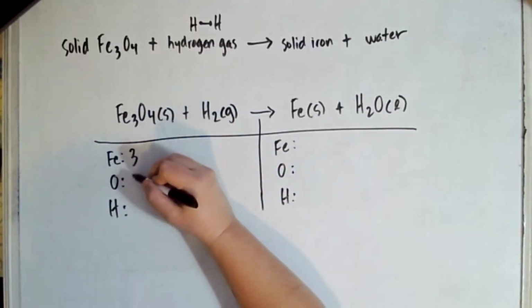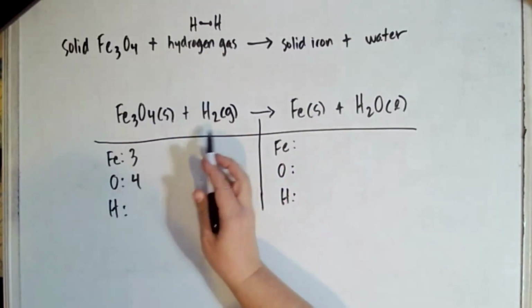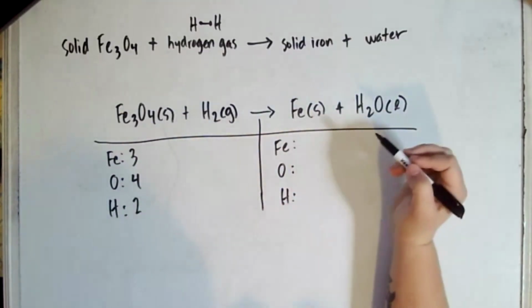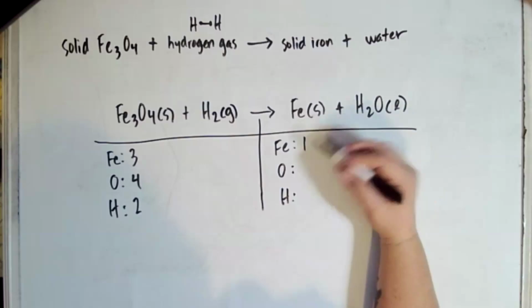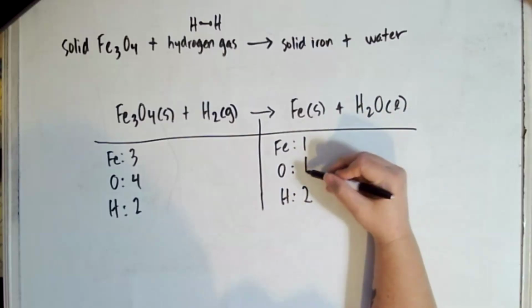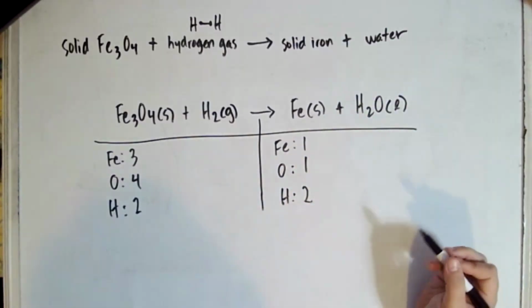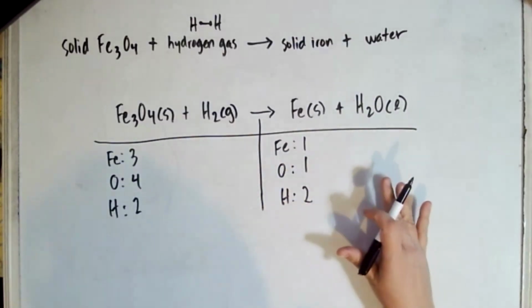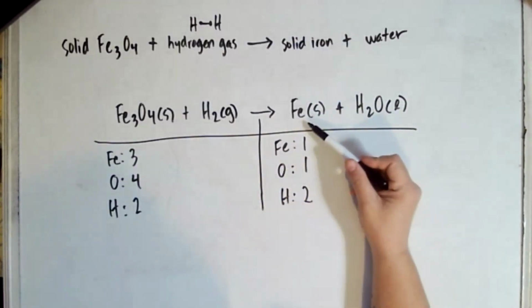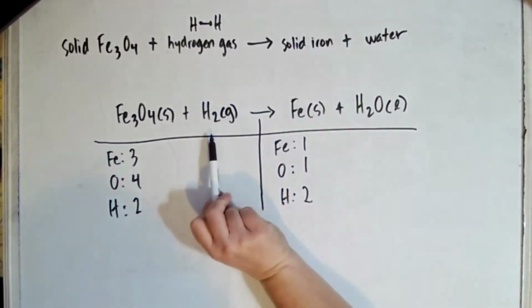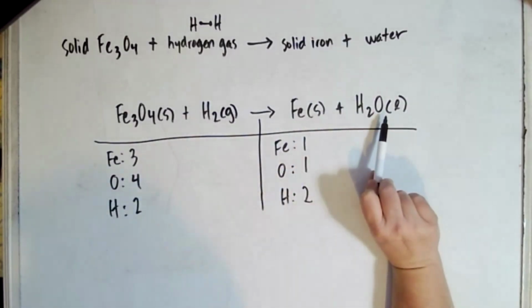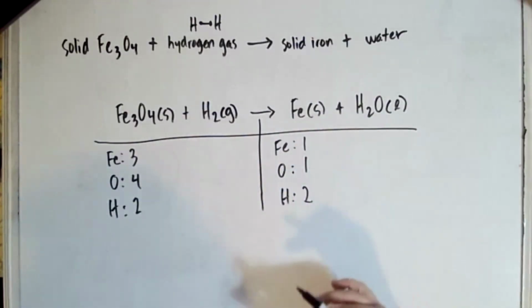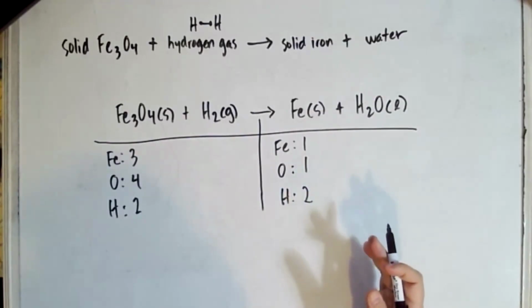We've got 3 irons, 4 oxygens, and 2 hydrogens. On our product side, we have 1 iron, we have 2 hydrogens, and we have 1 oxygen. And again, when you look at this reaction, we see iron by itself in one spot, and we see hydrogen by itself in one spot. But the oxygen is part of a compound on both sides. So we're going to start by balancing out that oxygen.